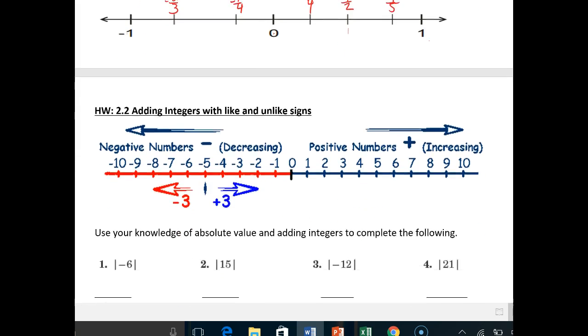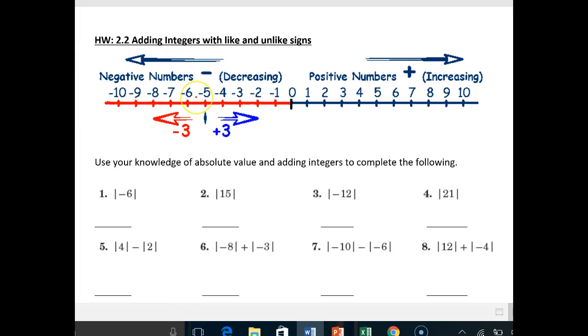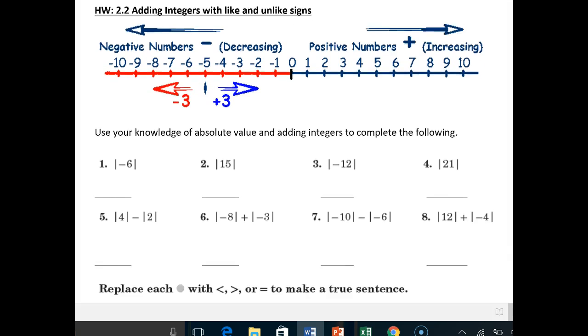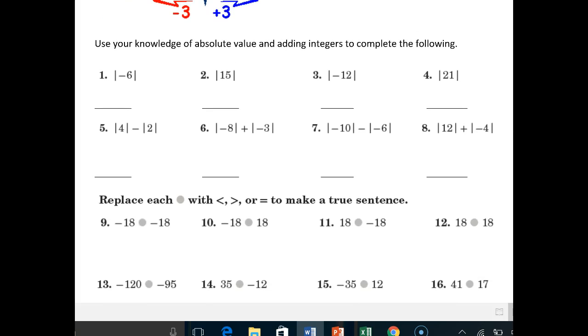Beautiful. Over to the back side. Remember, as you go left, the numbers decrease. As you go right, the numbers increase. Now absolute value. Remember, absolute value is the distance from 0, and it's always positive. Distance from 0. That doesn't mean an answer can't be negative, but the absolute value of a number is positive.